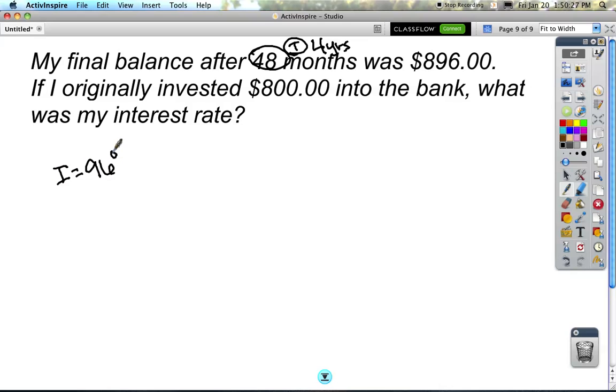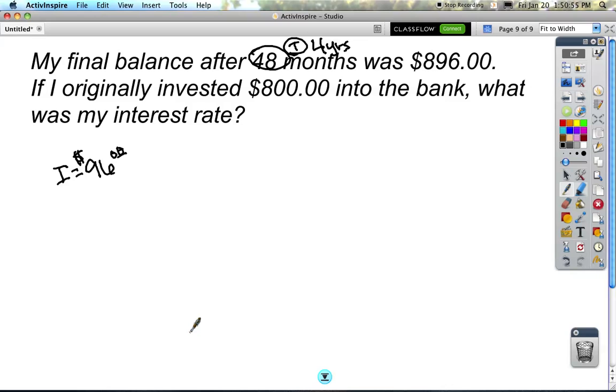Now, Taylor, would you like to explain how you made that conclusion? Because your final balance was $896, and if you started off with $800, then your interest had to be 96. That's right. So we have to read the problem. We can't just start looking at numbers and plugging them in.